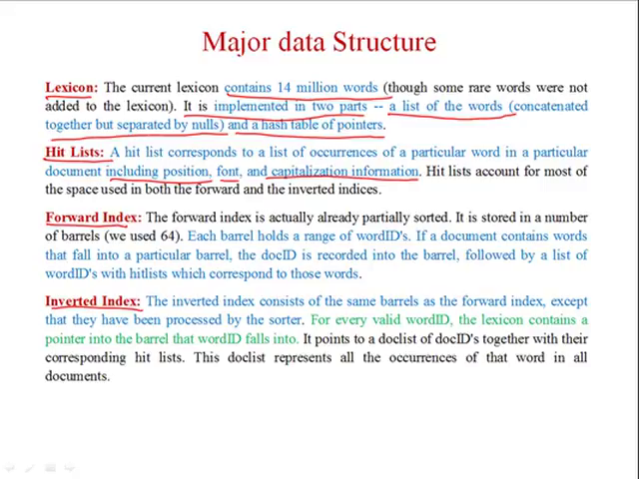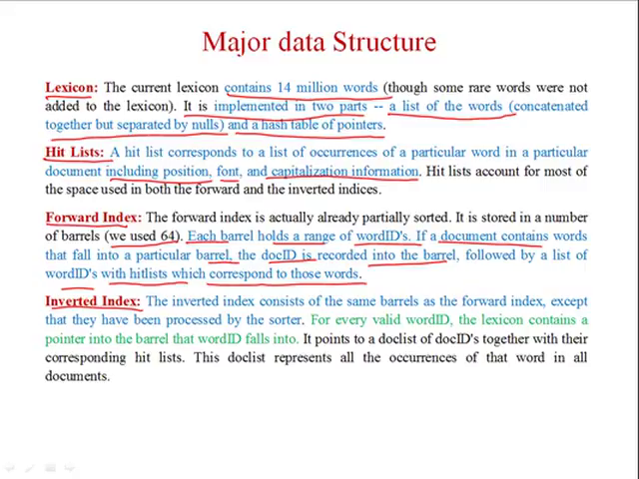The forward index is actually already partially sorted. It is stored in a number of barrels. Here in Google, we use 64 barrels. Each barrel holds a range of word IDs. If a document contains words that fall into a particular barrel, the document ID is recorded into the barrel, followed by a list of word IDs with a hit list which corresponds to those words.